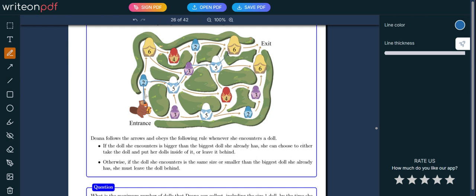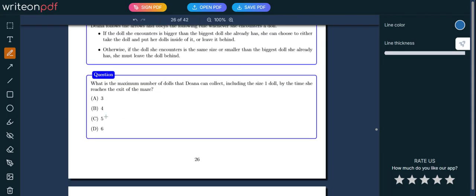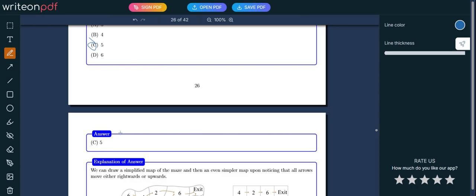The reason this works is because you pick up 1, then you get the 2. You have to skip this 5, but other than that, you can get the 3, 5, and 6, which would get you 1, 2, 3, 4, 5, which is 5. There's no other path to get 6, and C is your answer.